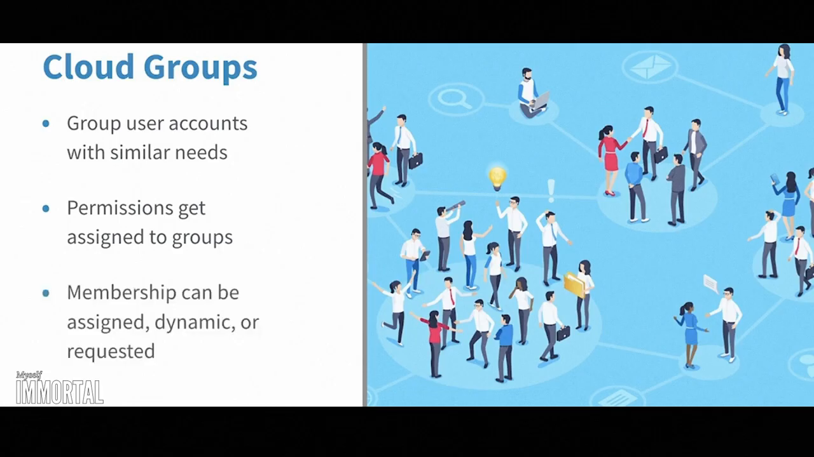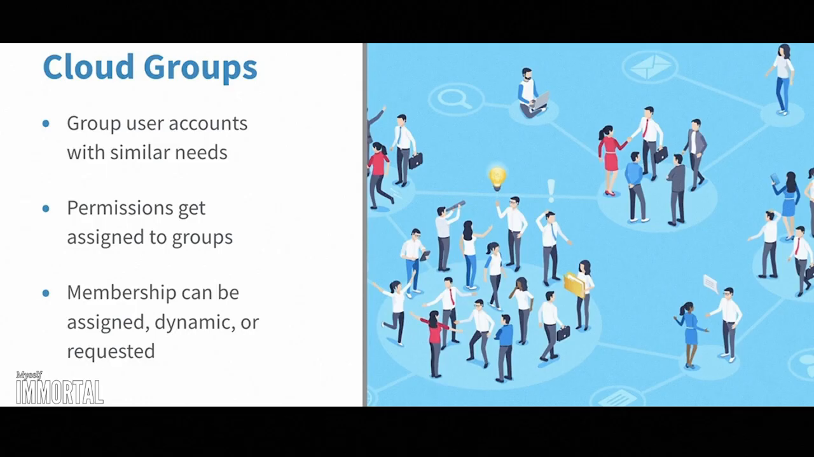Group membership can be assigned, and what that means is that you manually add members to the group, or it can be dynamic. Dynamic means that the group is configured with an expression, or multiple expressions, that might look at user accounts and their attributes to determine if they should be a part of a group. As an example, I might have a dynamic group expression that says, if city equals Milan, then I want users to be a member of this group. And also, users might request to be joined to a group so that they can enjoy the privileges that come with being a member of that group.